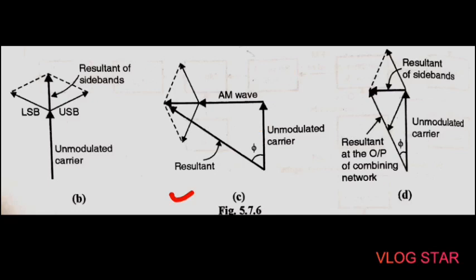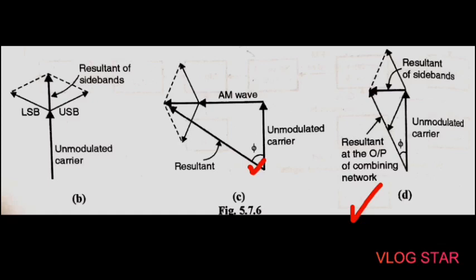So one more alternative was tried, and as shown in figure D, the carrier of the AM wave, which is shown in figure C, is removed using the balanced modulator. We know that a balanced modulator is used to remove the carrier signal.